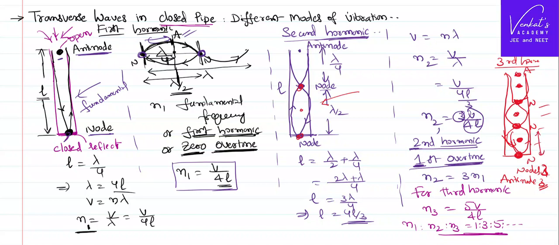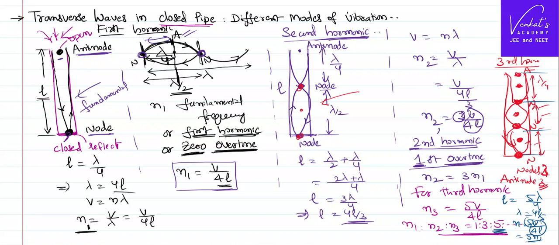Node to node, lambda by 2. Node to node, lambda by 2. Node to antinode, lambda by 4. So the length of that, lambda by 2 plus lambda by 2 is lambda. Lambda plus lambda by 4, 5 lambda by 4. So lambda here is 4L by 5. It implies n equal to V by lambda, with lambda 4L by 5. That is 5 times N1, 5 times V by 4L. That's what I have proved, right?